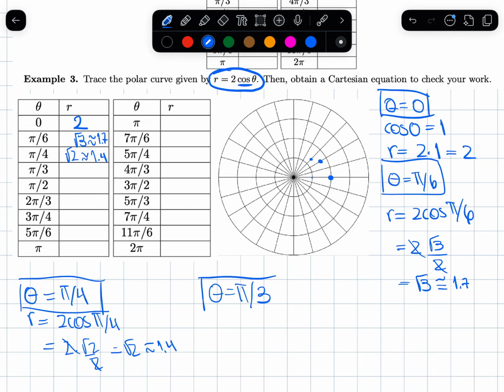So that will be theta equals pi over 3, which will be r equals 2 cosine pi over 3. Cosine pi over 3 is 1/2. So this will be 2 times 1/2, which will be 1.